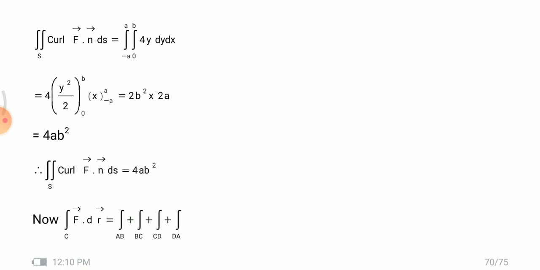Limits of y are 0 to b, and limits of x are minus a to a. This is given in the question. These are the boundaries of x and y. So directly we can apply upper limit, lower limit. We get the left hand side value as 4ab squared. Right? After that we have to find the right hand side value. For the right hand side we have to separate into 4 line integrals, because this is a rectangular region. Each and every rectangle may be separated into 4 separate lines. So the lines are AB, BC, CD, DA, which we have to apply.